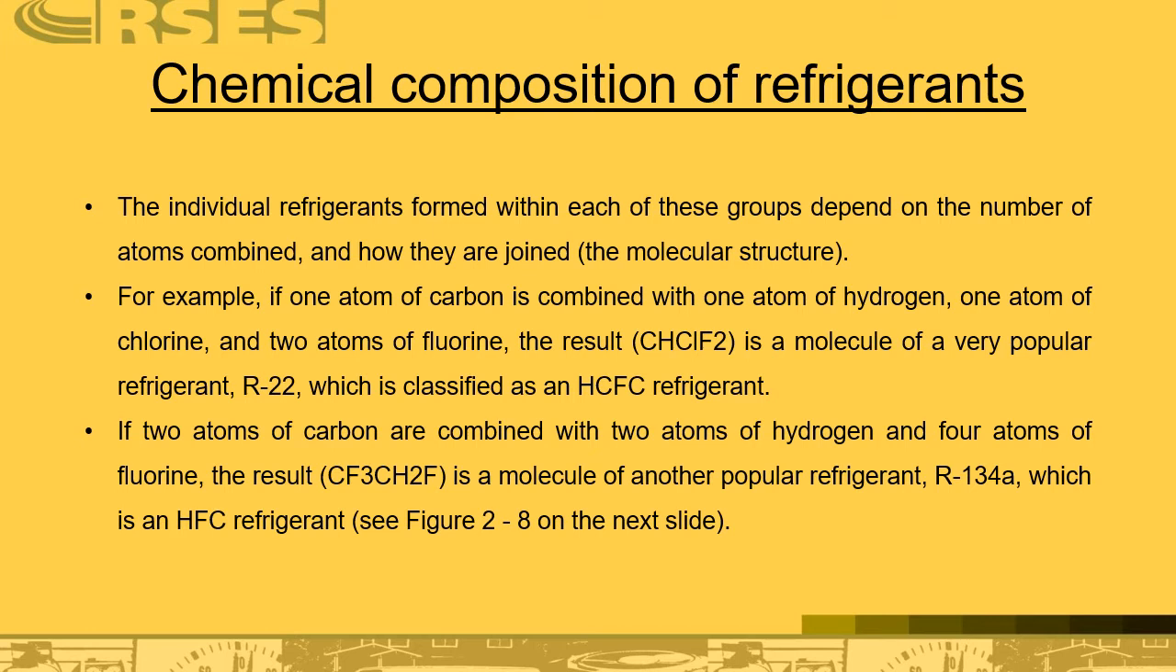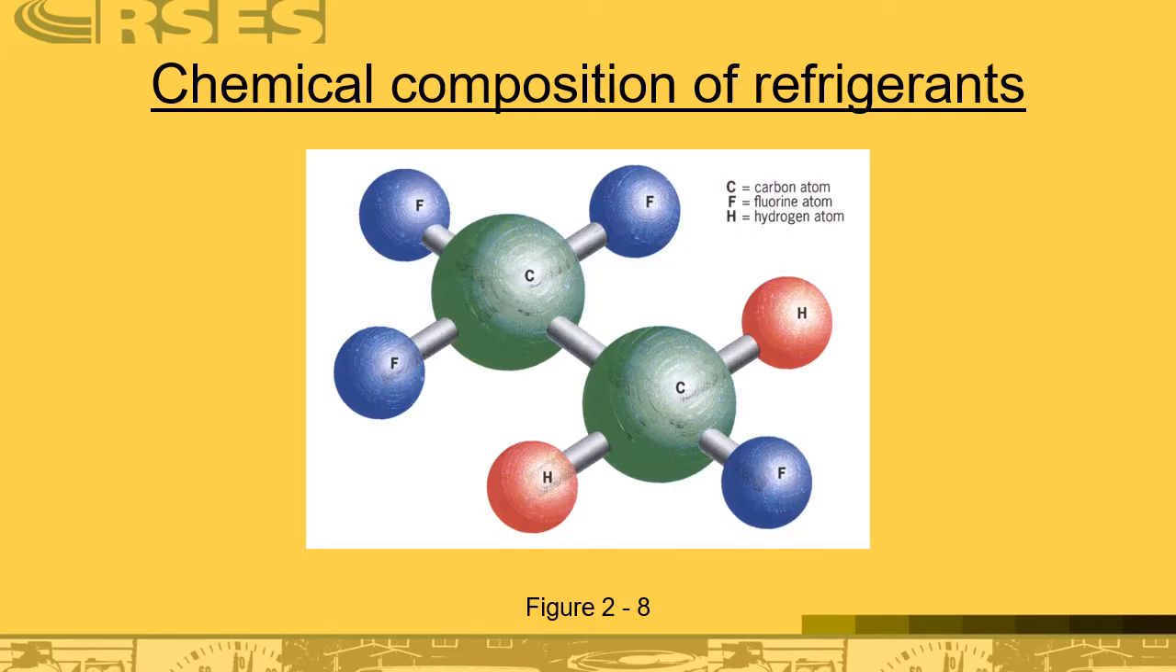If two atoms of carbon are combined with two atoms of hydrogen and four atoms of fluorine, the result is CF3CH2F, a molecule of another popular refrigerant known as R134a, which is an HFC refrigerant. This is the molecular structure of R134a: carbon atoms, fluorine, and hydrogen.